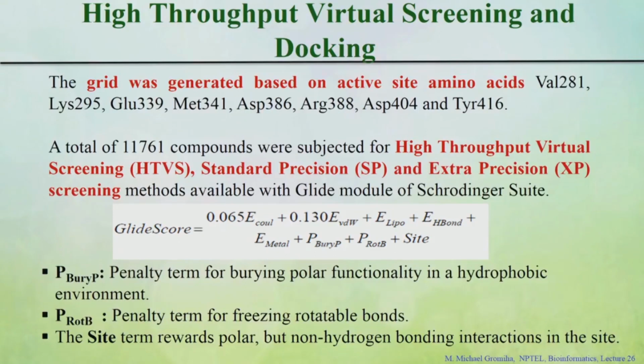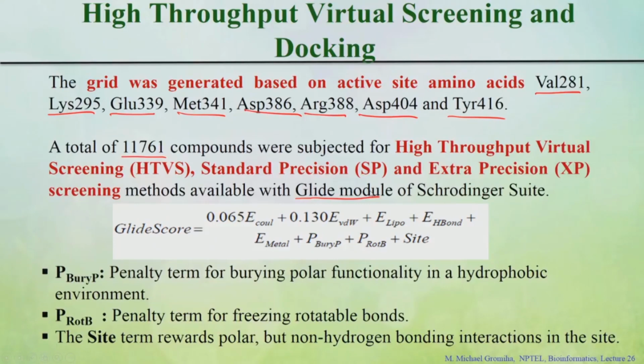If you know the protein, we know the active site, and there are several residues in the active site. For example, these are the main residues: valine 281, lysine 295, glutamine 339, 41, 86, ARG 88, aspartic acid 404, tyrosine 416. Now you can generate a grid around these active site amino acid residues, because the ligands potentially bind only in that region. You can generate a grid and use all these 11,000 compounds to dock, a kind of virtual screening. In this case we can do high throughput virtual screening, or standard precision and extra precision, which are available in the GLIDE module in Schrodinger.